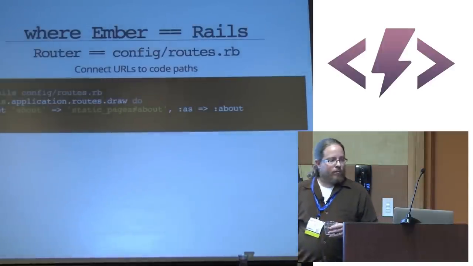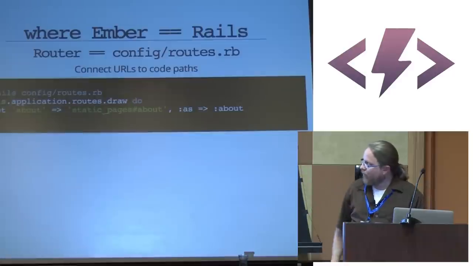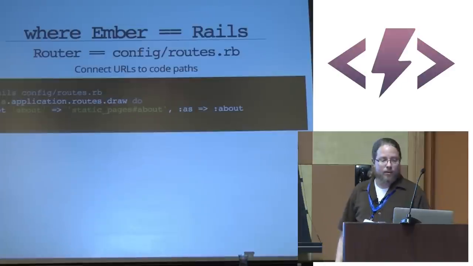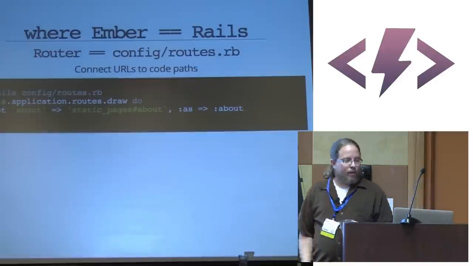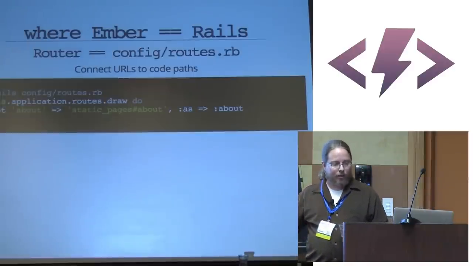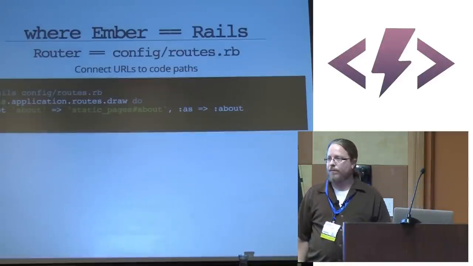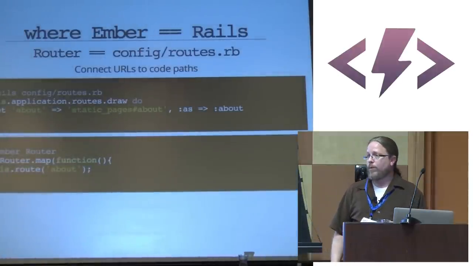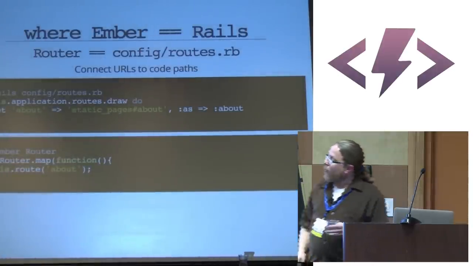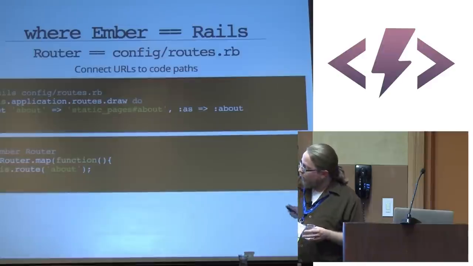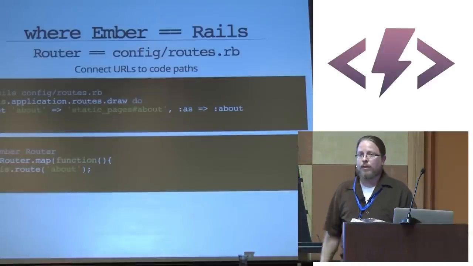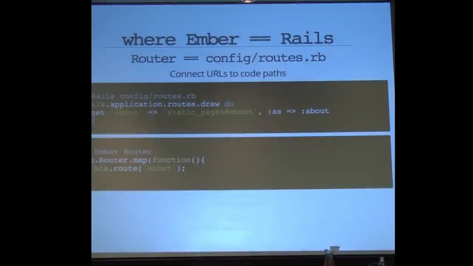So in Rails, for a very, very simple application, you might have a config routes that looks like this. It's saying that whenever somebody tries to get about, that should be routed to a static pages controller with an about action. And so in Ember, you've got something very, very similar to that. You've got the app router, and then inside of it, you're going to say this.route the about route.